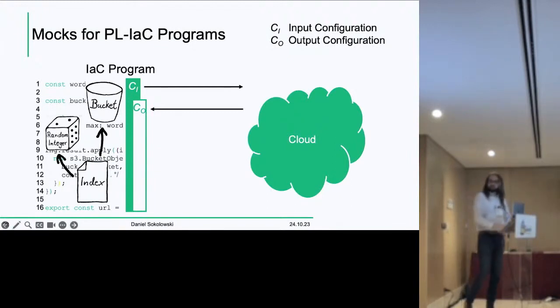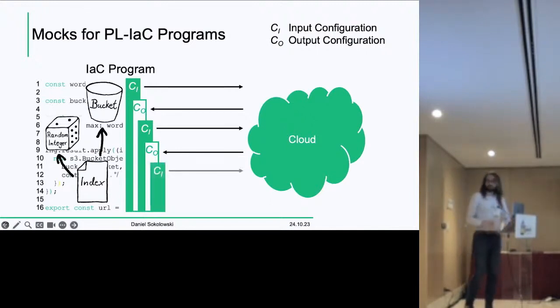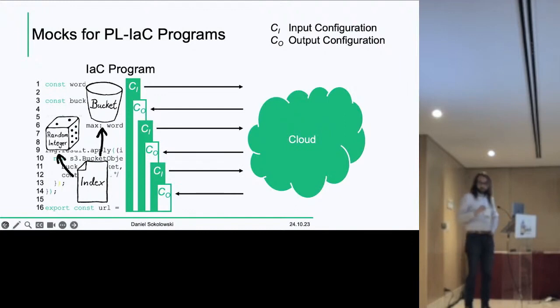And then the same happens for the random integer. We created an input configuration, sent it to the cloud, deployed the random integer, and returned an output configuration that is available in the remainder of the program execution. And then the same happened again for the bucket object. Now, this is what happens if you really execute that. It integrates with the cloud, it heavily depends on it. That's the slow part. In unit testing, we want to get rid of the cloud.